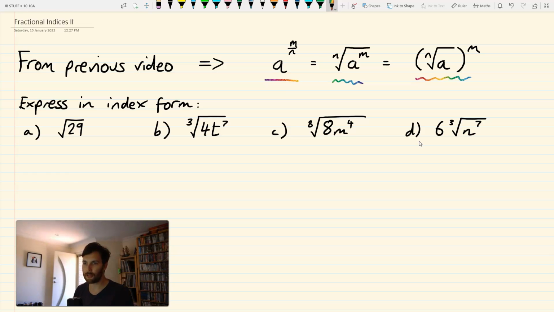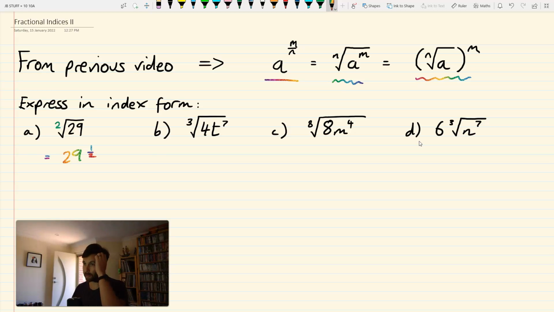The first one there, we've got the square root of 29. And remember, if there's no number there, it really means that we've got an invisible 2. So let's draw that in really quickly. Square root of 29 in index form, we write as 29 to the power 1/2.